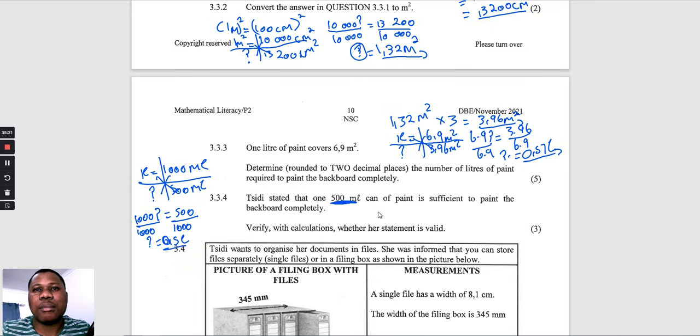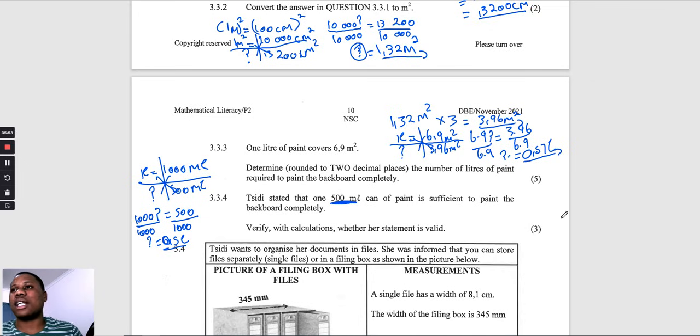meaning that the can of 500 milliliters is equivalent to 0.5 liters, and for our backboard to be completely painted, it needs 0.57 liters. So the statement is invalid. The statement is invalid, okay?